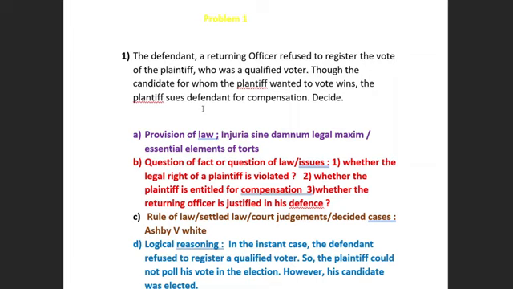Here there is one case law, that is Ashby versus White, that can be remembered as IDA, injuria sine damnum. Here you can remember injuria damnum, Ashby versus White. That means injuria sine damnum, IDA. That is, there will be legal injury without damage. How to remember this one? IDA. That is injuria damnum, Ashby versus White. That is the case law.